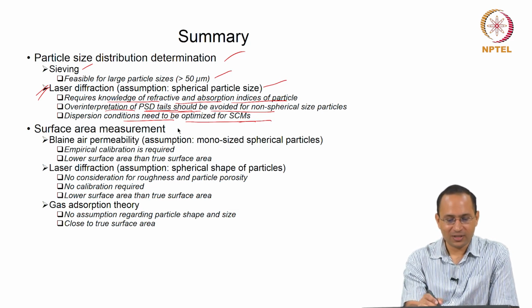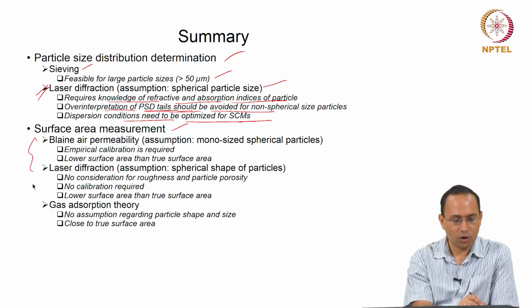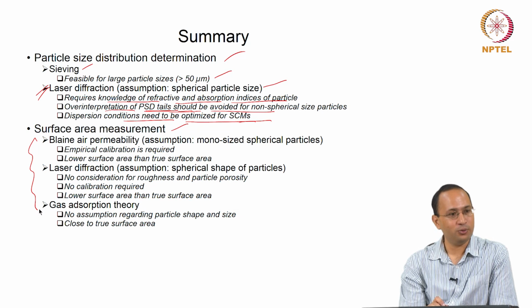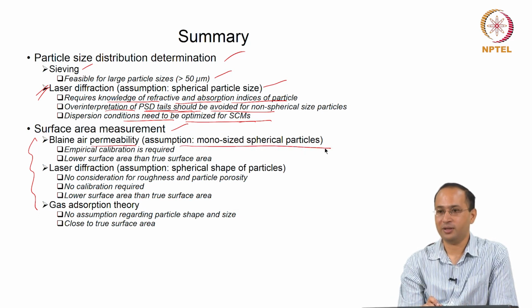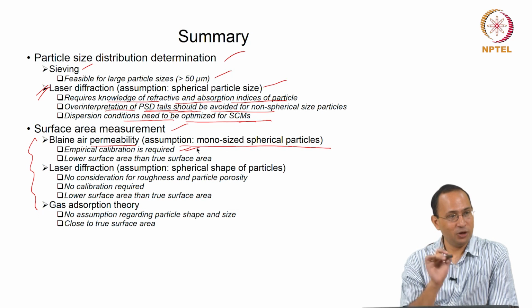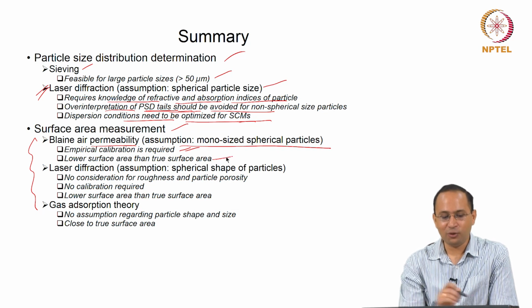Then we looked into surface area measurements, three ways, right, how you determine surface areas. Plane air permeability, again you have to remember the assumption there, mono-size spherical particles. For that you have to calibrate your apparatus, so empirical calibration is needed, okay. The value you get is lower than the true surface area because of its limitation.